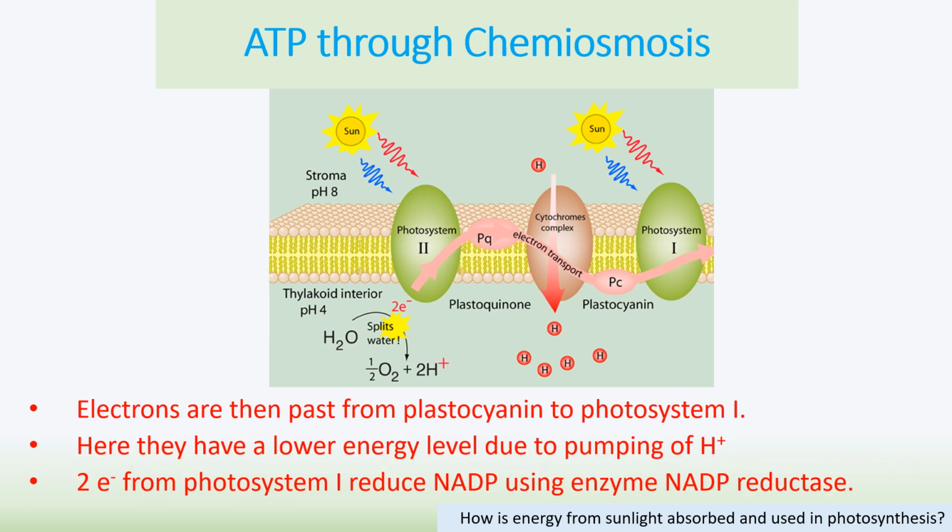Electrons are then passed along to photosystem 1, and here they have a lower energy due to the fact they've been pumping hydrogens out. So then they gain some more energy from the sunlight, and then they are passed to NADP reductase, which is the final electron carrier, which reduces NADP.